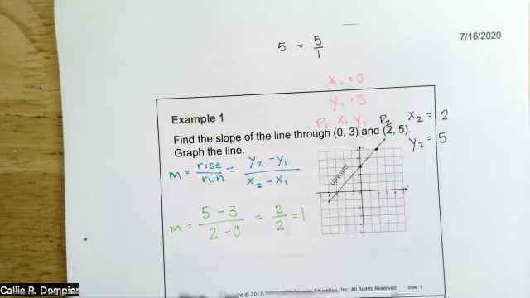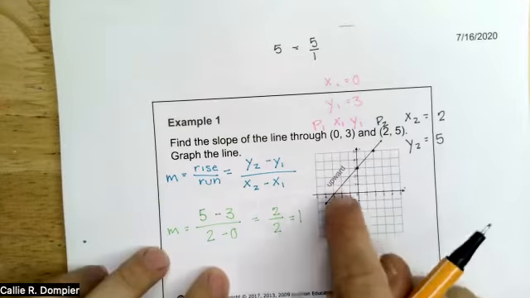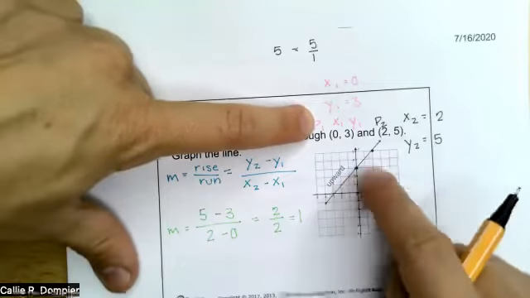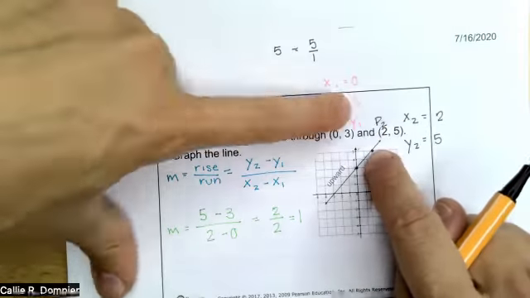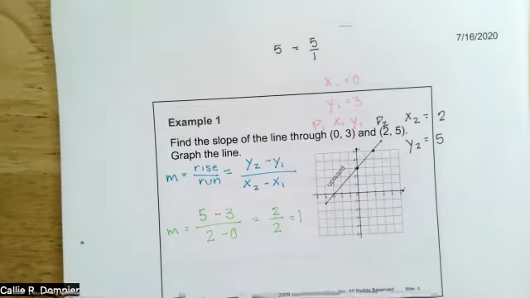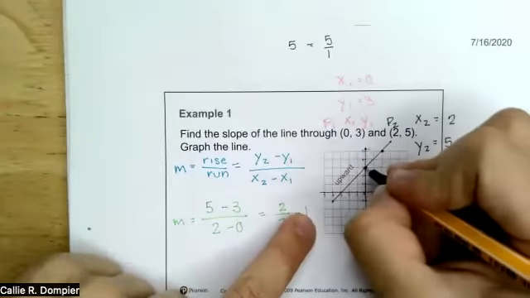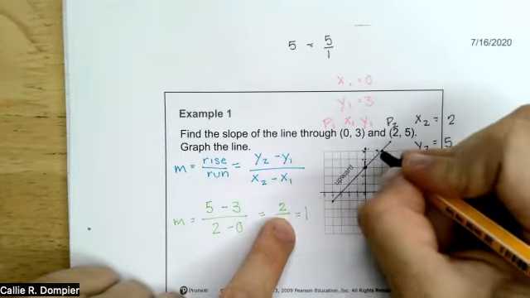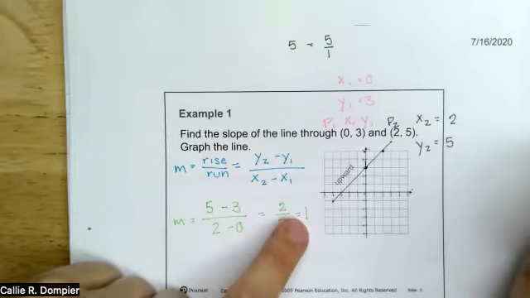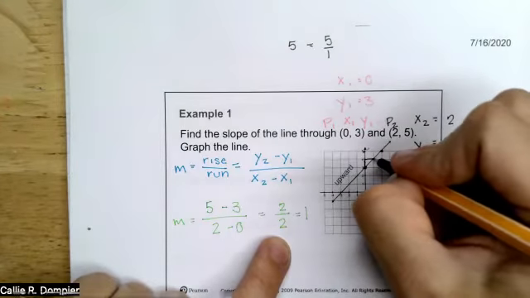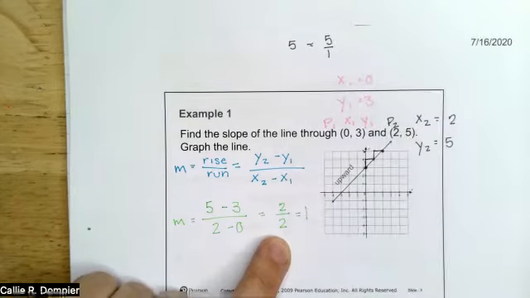Okay, so what that means is, here's our P1, (0, 3). Here's our P2, (2, 5). That means to get from P1 to P2, I went up 2 and then to the right 2. It's also the number 1, so you can just go up 1 over 1 and do that twice.